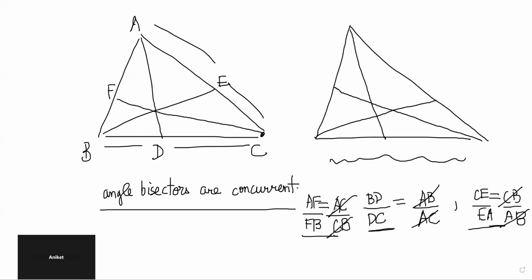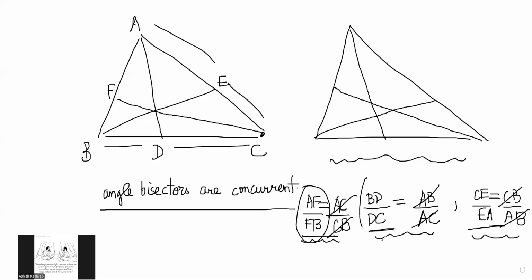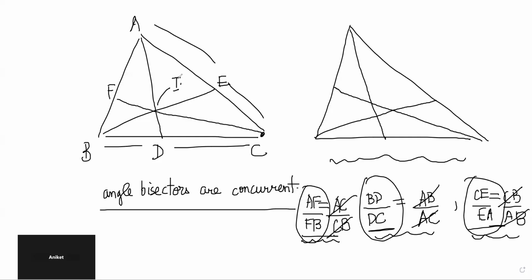We can also prove it in many other ways, but do you understand what I am saying right now? Yes, sir. The product of these three things is becoming one, which means the condition for Ceva's theorem is being satisfied, which means that the lines AD, BE, CF are concurrent at a point which is the incenter, right? So you can use this as a condition to test for concurrency.